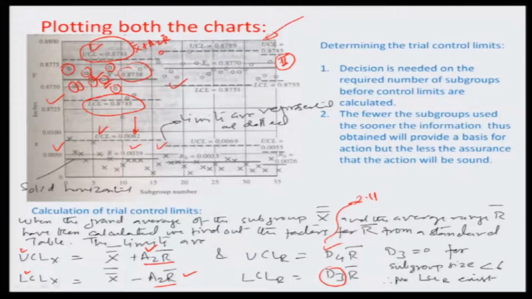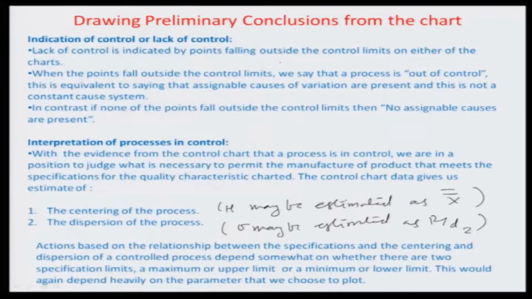So, I think this is giving you an idea of how the control charts can be plotted. Now, the other issues are about some of the preliminary conclusions that you can draw from this chart. The first conclusion that you can draw is whether the process is in control or out of control. So, you either have an indication of a controlled process or a lack of control in the process.